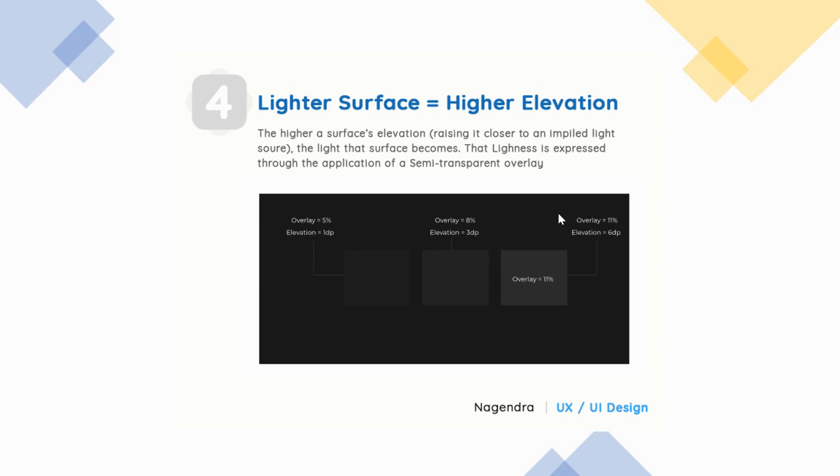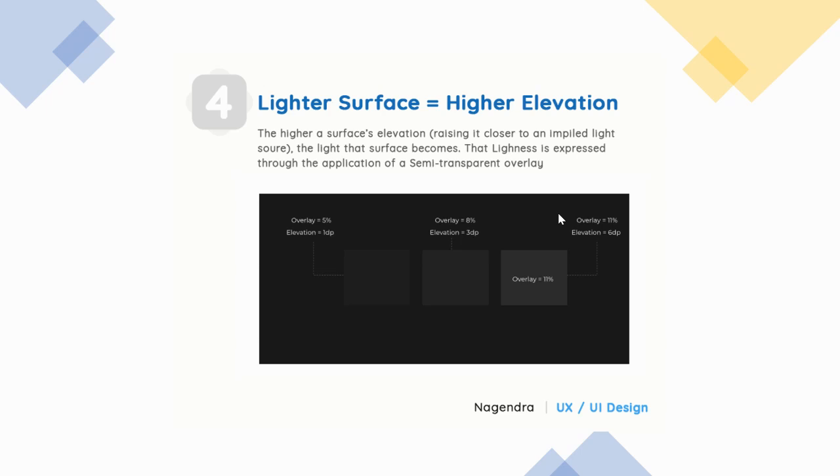Lighter surface equals higher resolution. You can see on the screen, on the lighter surface, the higher surface elevation rising closer to the light source. The lighter surface is expressed through the application of a semi-transparent overlay. You can see some dark black, some light gray, and some more light gray.